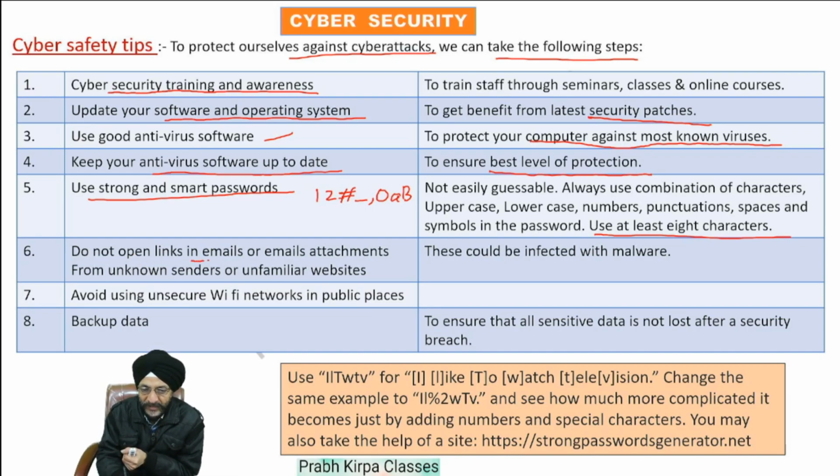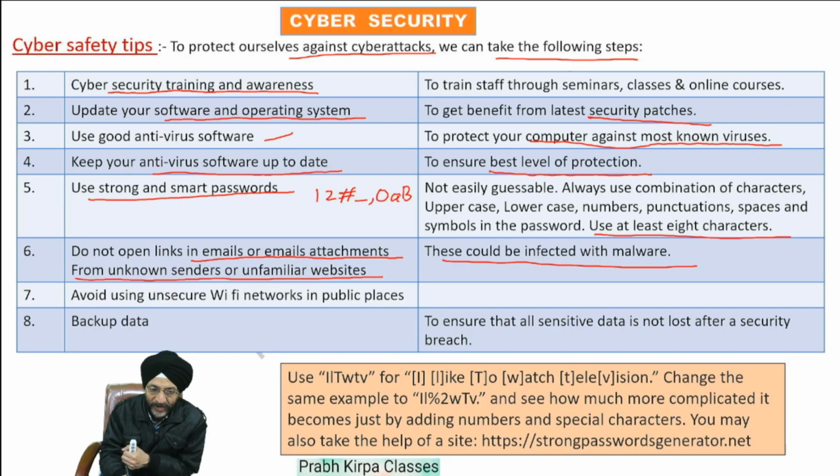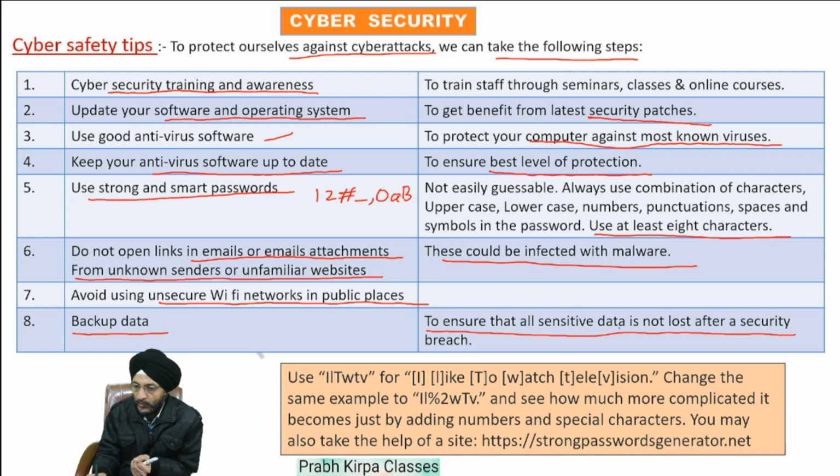Do not open the links in emails or attachments which have been received by you from unknown senders or unfamiliar websites, because these emails or the links given in the emails or the attachments of the emails could be infected with malware, and they can harm your computer or mobile system. Next is avoid using unsecure Wi-Fi networks in public places. We should always ensure backup of data to ensure that all sensitive data is not lost after a security breach.